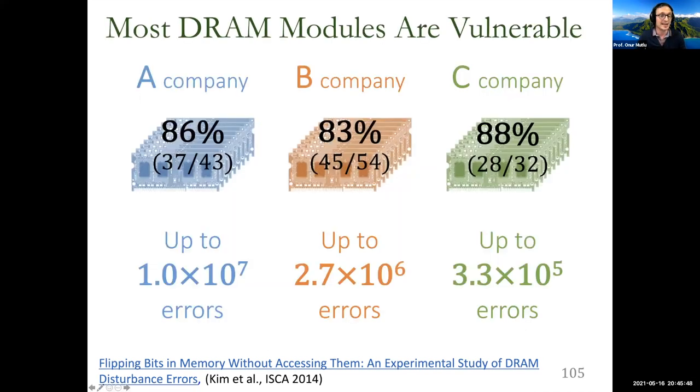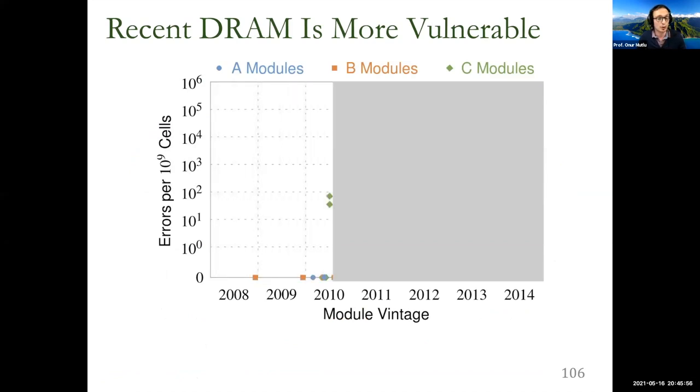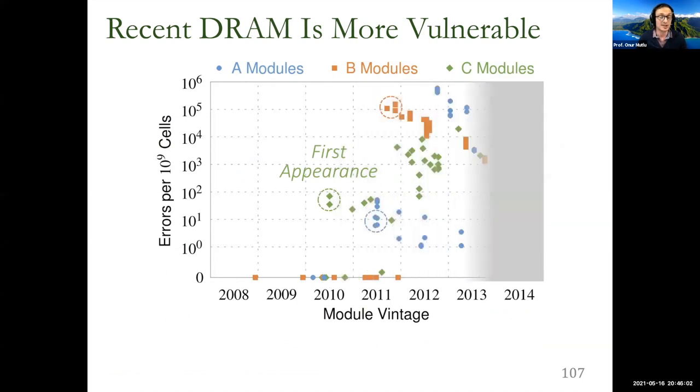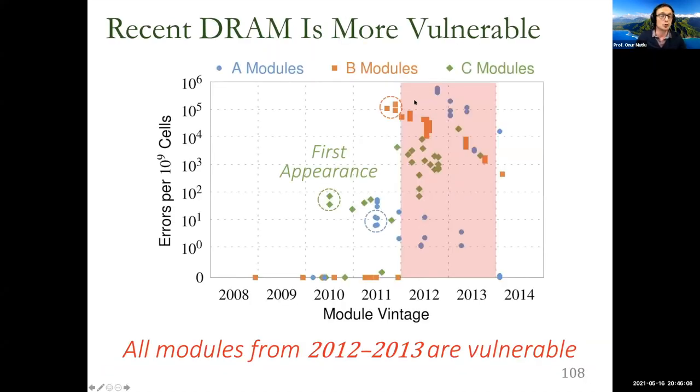And we showed that more than 80% of the chips that we tested actually were vulnerable to this problem. And this is a scaling problem because chips that are older did not have this problem, but the first appearance was in 2010, and all of the chips that were manufactured between 2012 and 2013 were vulnerable to this effect. Basically, cells became too close to each other at some point so that you could actually induce enough hammering before the cells get refreshed so that you could actually deplete the charge in some vulnerable cells. That's why this is a technology scaling effect, because over the years, cells are becoming smaller. And as a result, they store less charge and they become closer to each other as well.